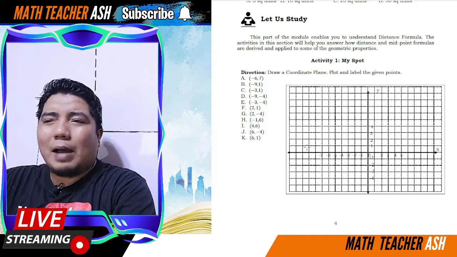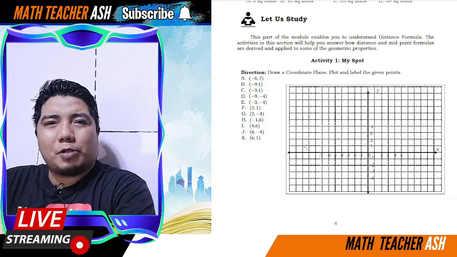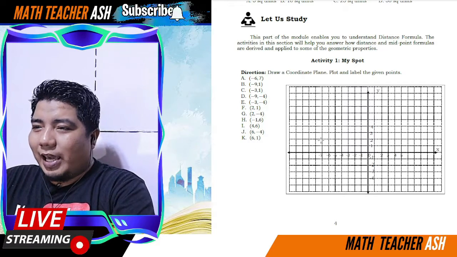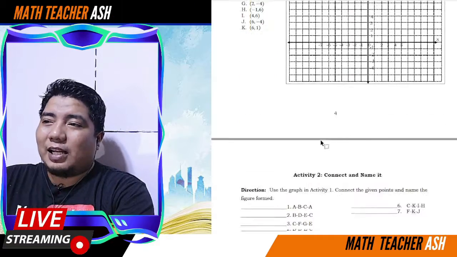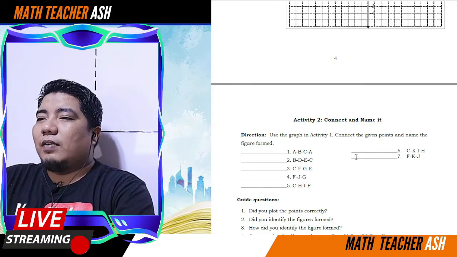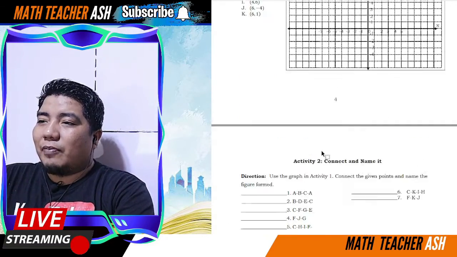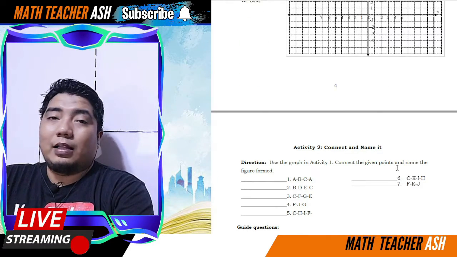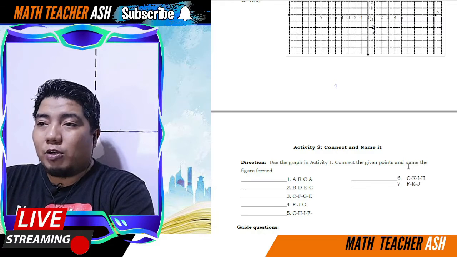Easy, alright? So napakadali lamang po, my dear math learners, and I'm sure kayang-kaya na yang i-continue hanggang sa point K. Alright, so that is our first activity. On our second activity is, from the graph itself na ginawa natin dito sa activity 1, we will connect the points and then name the figure that is being formed.